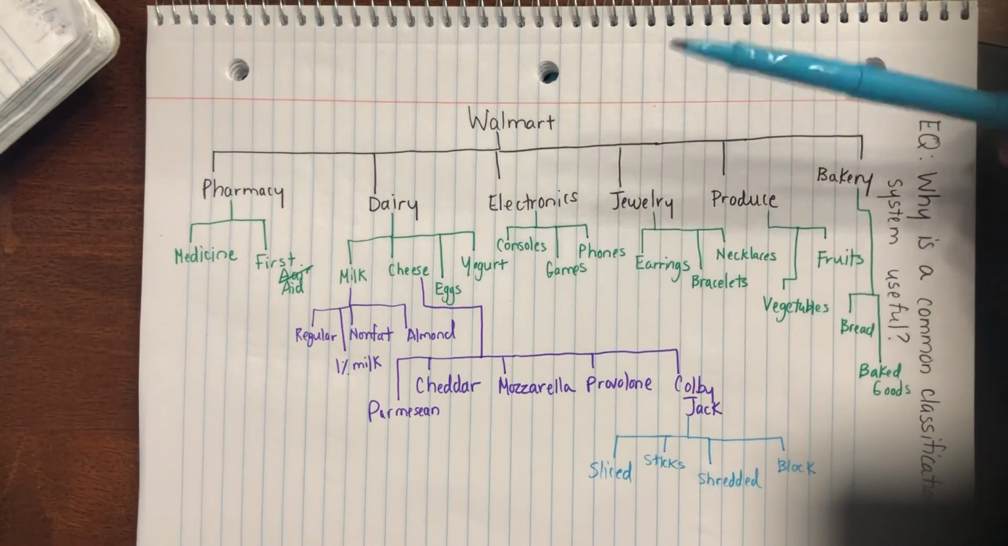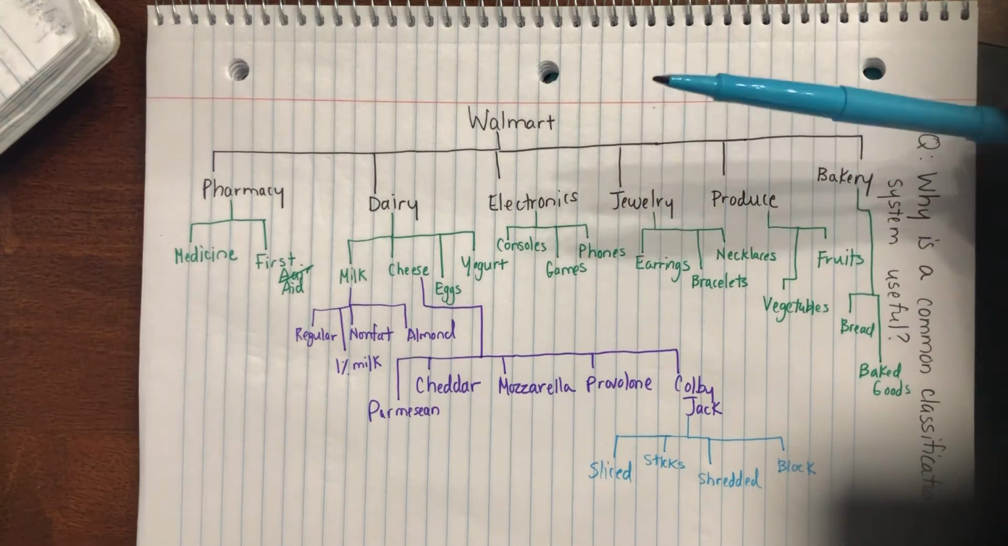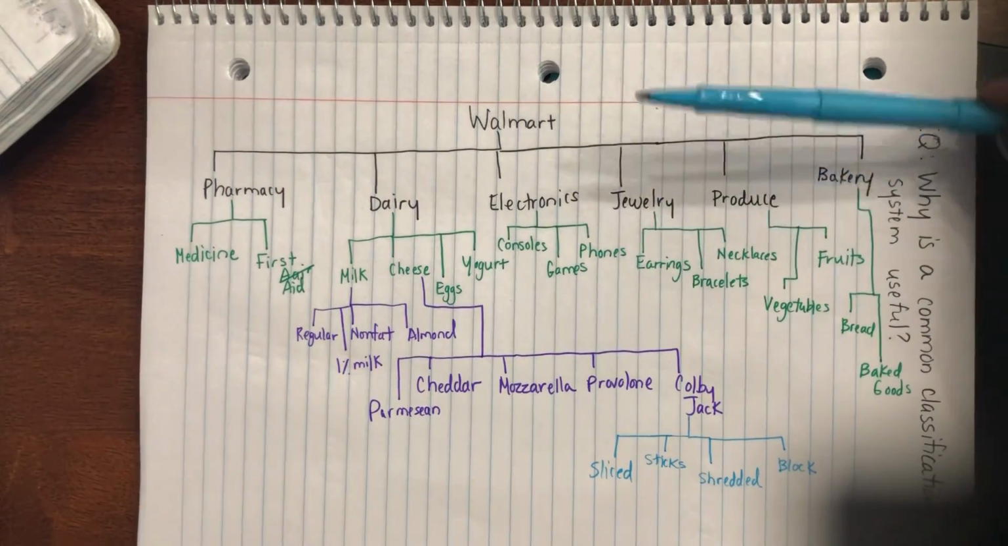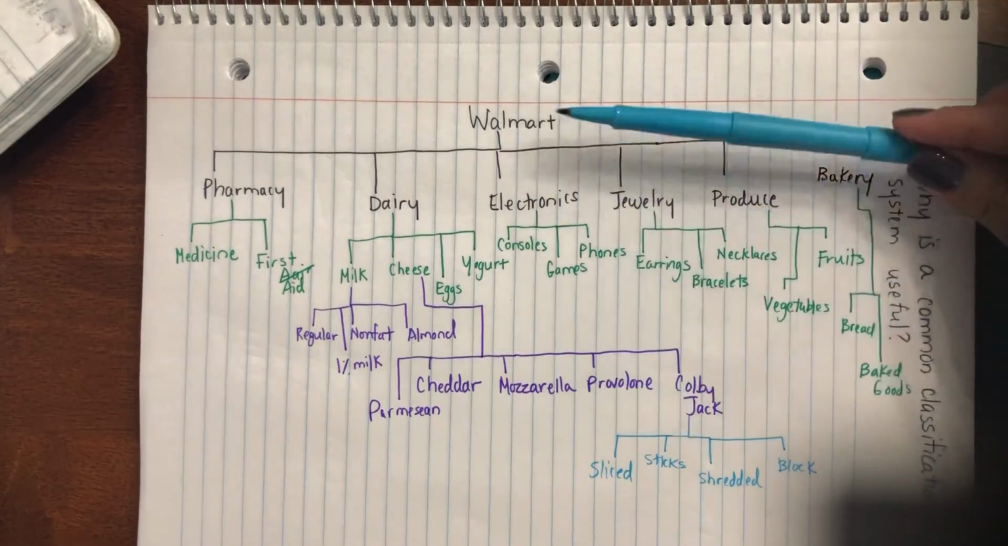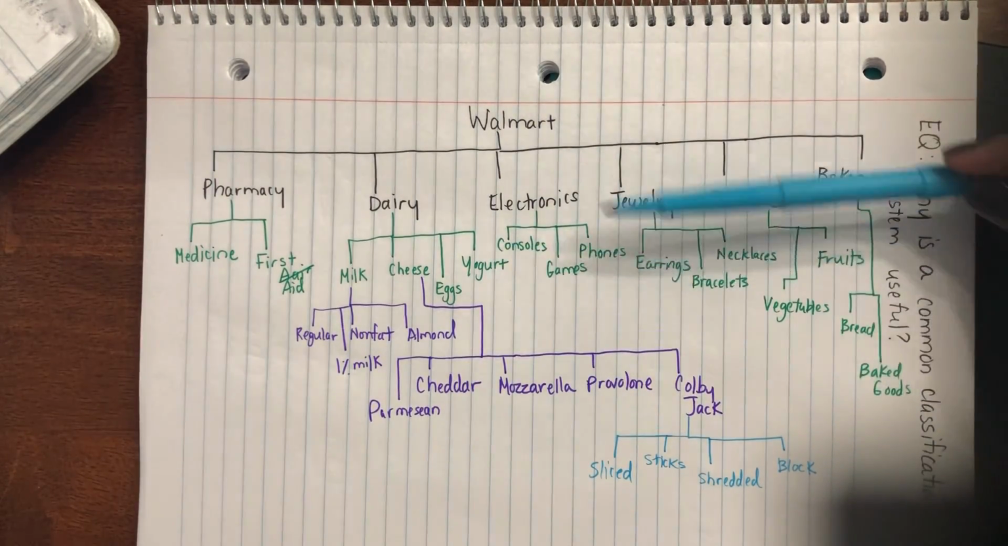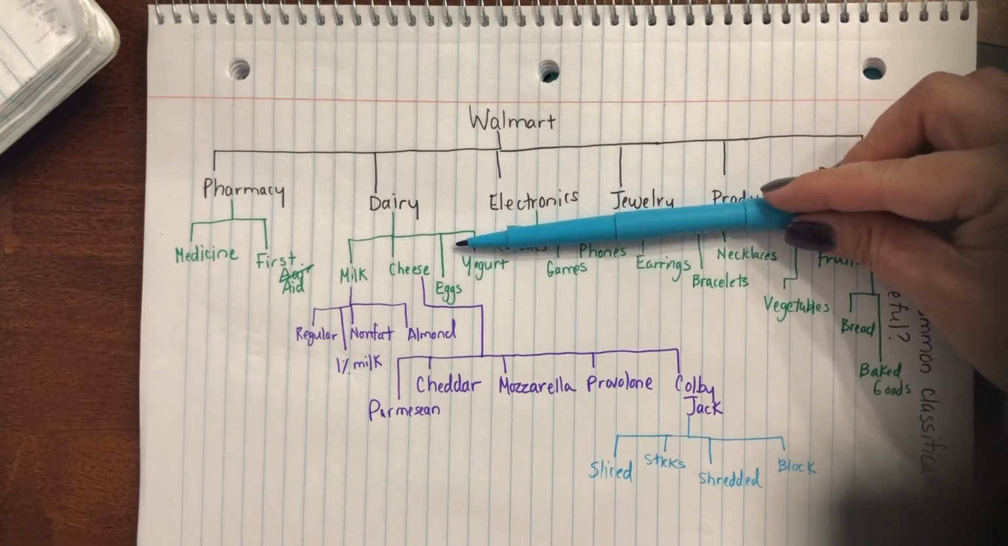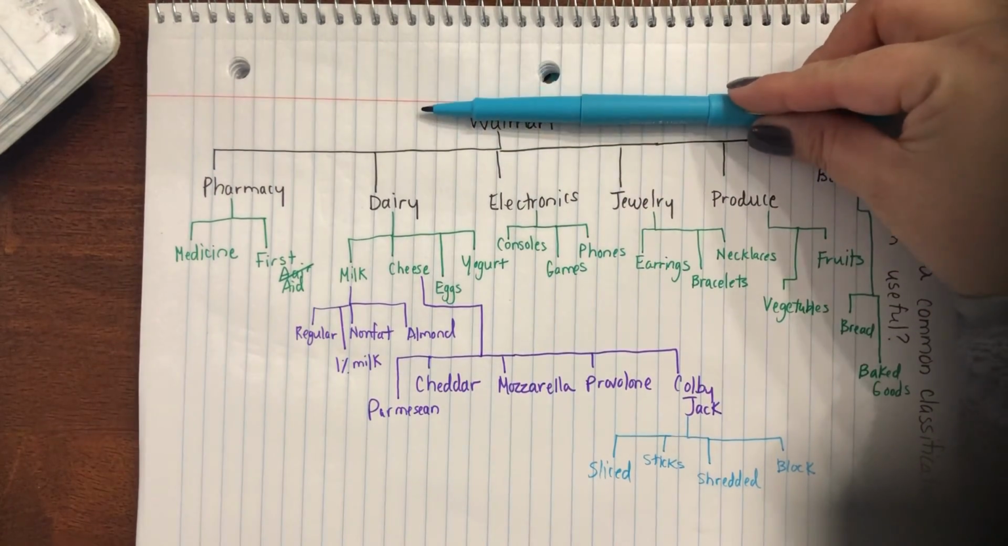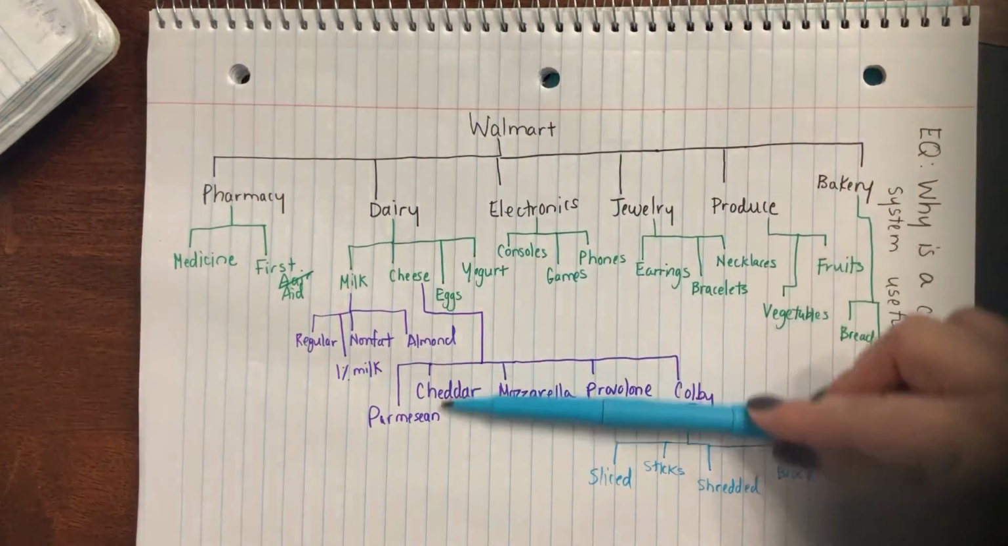So when you're thinking about classification over the next couple of days, I want you to be thinking about this Walmart example when you're classifying things. As you go down these different levels, things that are within the different areas have things in common. The broader levels are at the top, and then the more specific levels are down at the bottom.